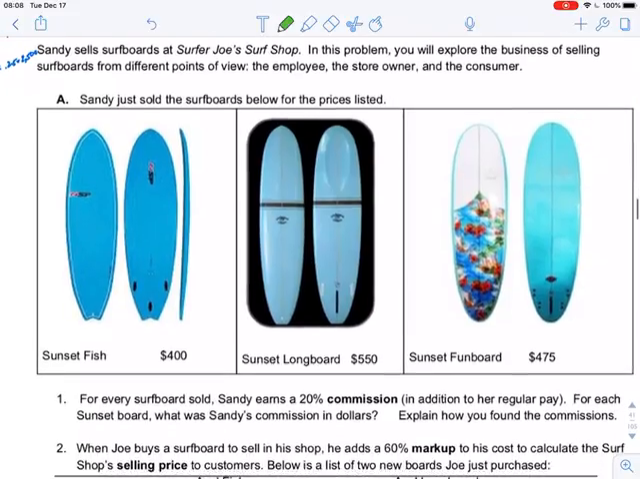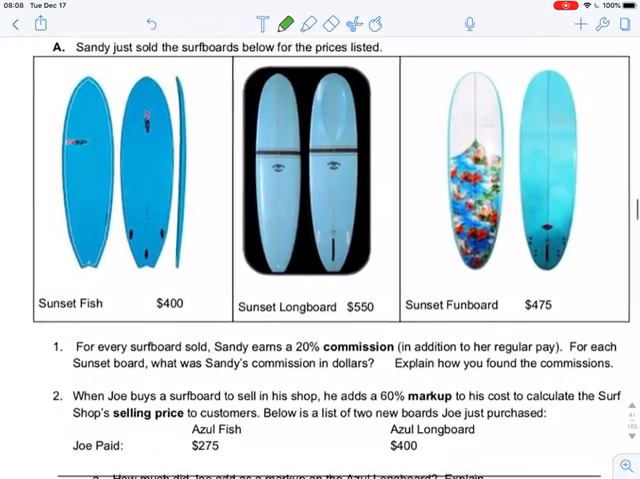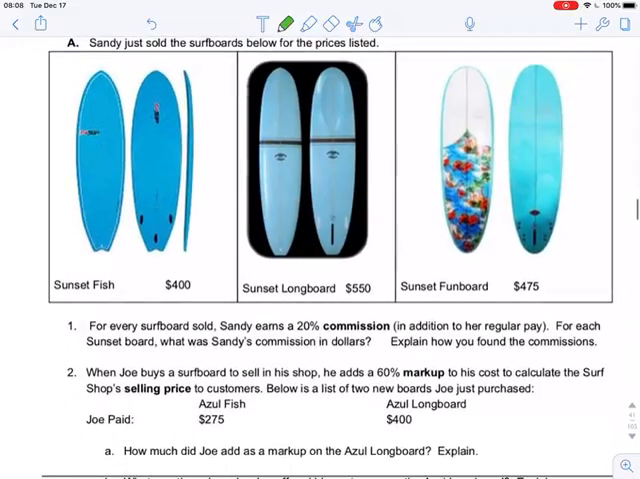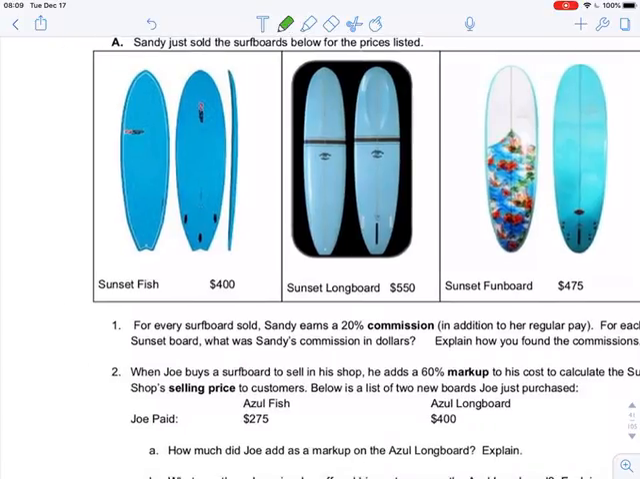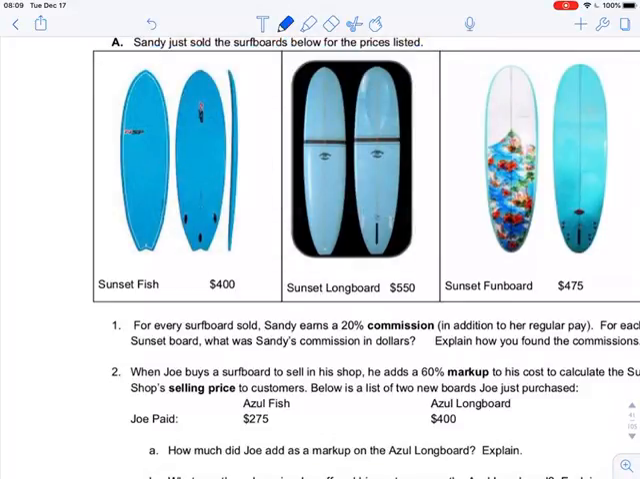Sandy sold the surfboards below for the price listed: the Sunset Fish, the longboard, and the funboard. For every surfboard sold, Sandy earns a 20% commission in addition to her regular pay. For each Sunset board, what is Sandy's commission? So we need to figure out how much money Sandy is making. I'm just going to do the first one. I'll give you some time, and then you're going to answer the other.